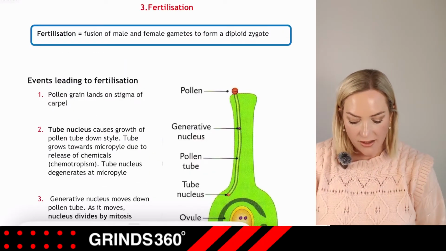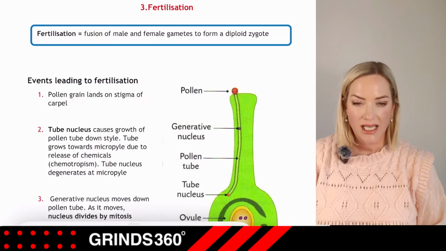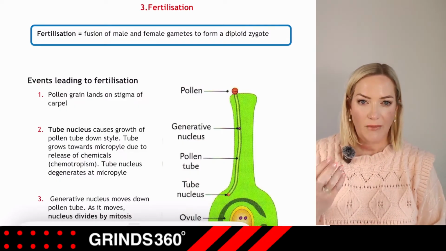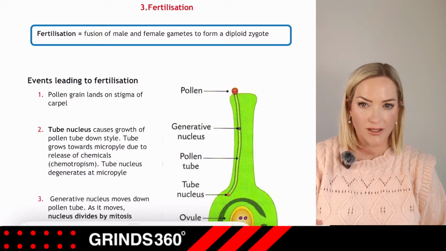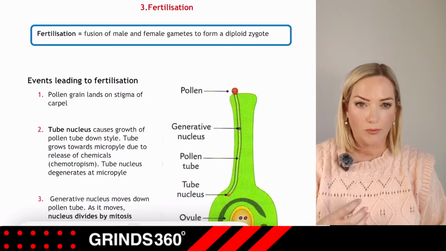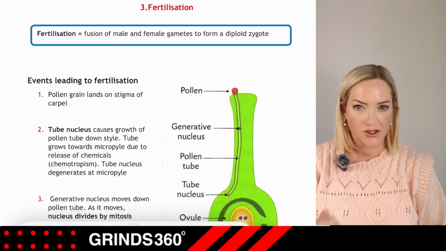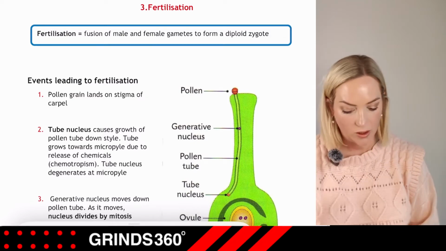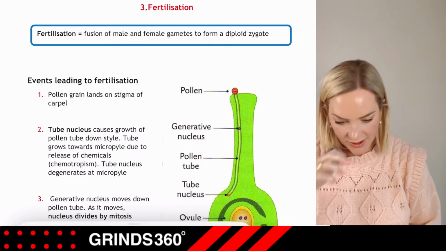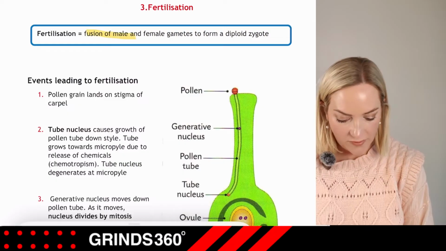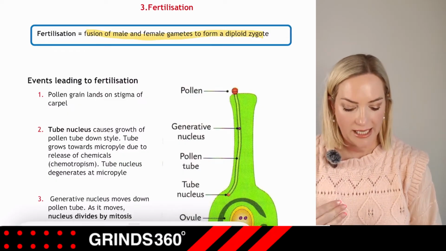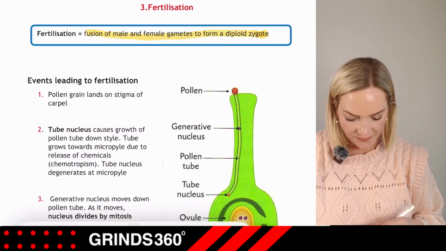Which leads us on to fertilization. So if you're asked about male or female gamete formation, more than likely the question following that will be about fertilization, or where it occurs, or how it occurs, or what happens. So fertilization, what is it? It's the fusion of the male and female gametes to form a diploid zygote.